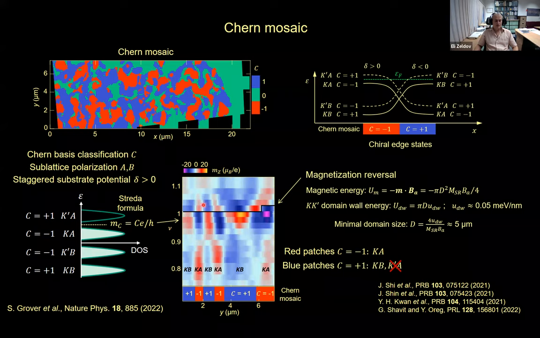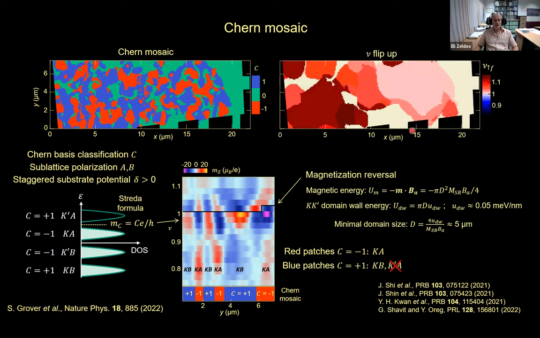So essentially, this blue patch, the system prefers to have an unfavorable m dot b term in order to avoid the large domain wall energy. And therefore, this gives rise to the fact that when this patch flips, it is more favorable to flip a large domain on the order of 5 microns in order to avoid additional K K prime domain walls. So this is an analysis of this.